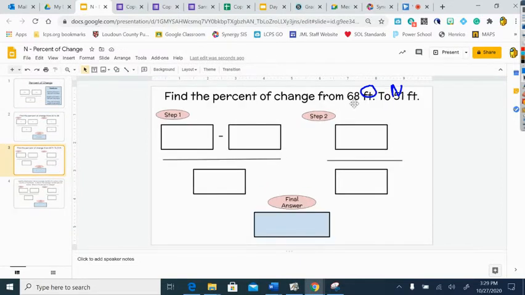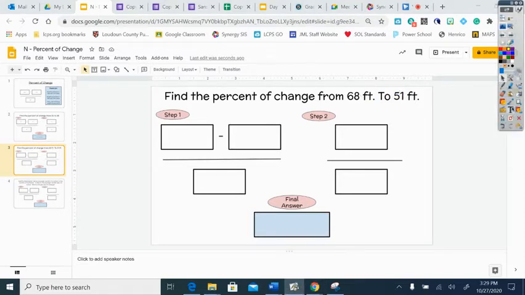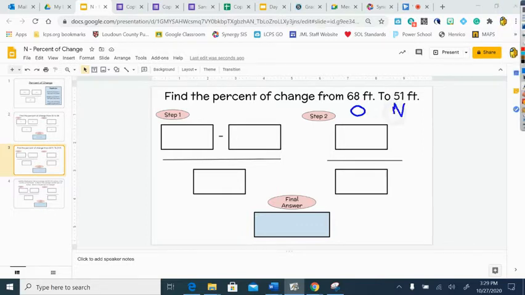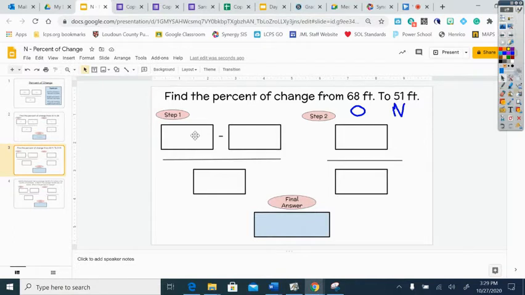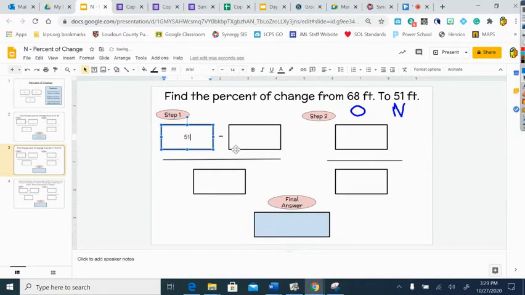For our next problem, we're going to go from 68 to 51. So if you read this, this will give us a little different type of answer. So it says find the percent from, now this was my old and my new is 51. So it looks like it went down. Because I can tell it's going down, I can know this is going to be a percent decrease. But let's get started on it. So it goes new. The new will be 51 because that's what it's becoming. The old would be 68. I'll put 68 in there. And I have to divide that by the old 68.